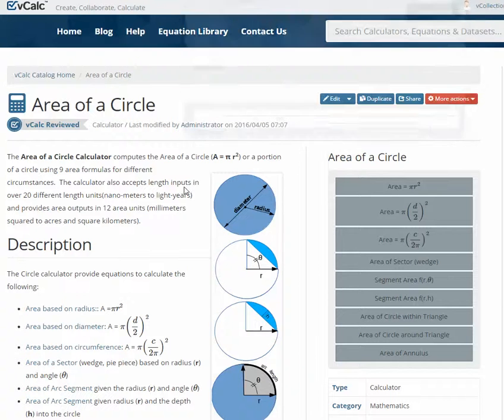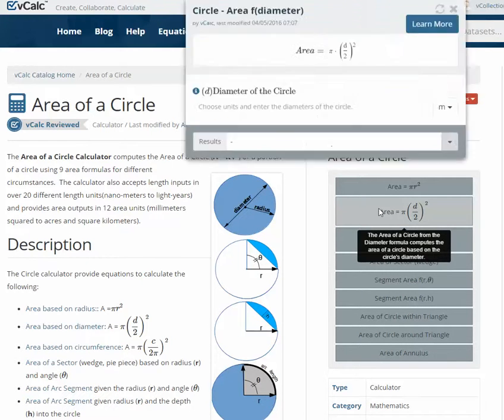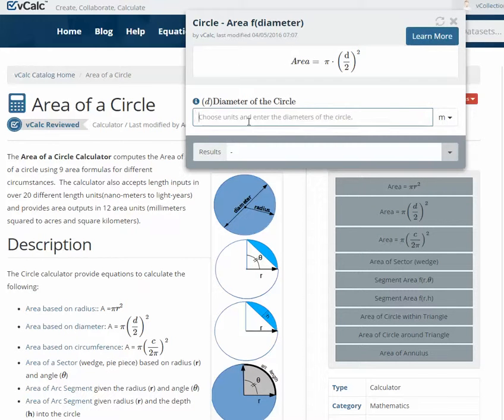Now, if you don't know the radius, but you know the diameter, which is simply 2 times the radius, but sometimes it's easier to measure, you can use this following formula. It's a slight variation on that one. Again, enter the diameter. We'll put it in as 7. And it will calculate the area of this circle.